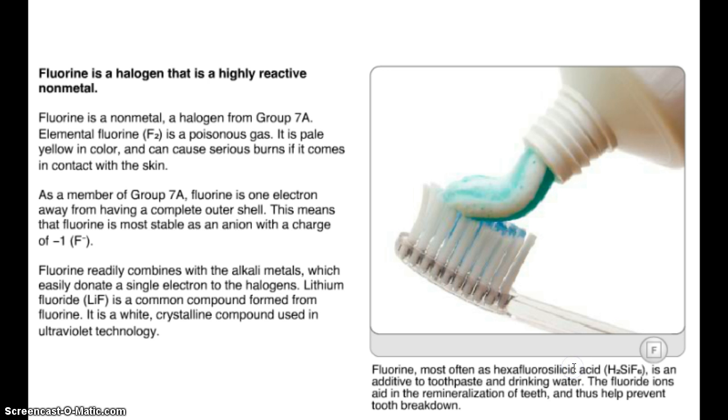So hexafluorosilicic acid, which is H2SiF6, is an additive in toothpaste and drinking water. The fluoride ions aid in the remineralization of teeth and thus help prevent tooth decay. So it's not a poisonous gas anymore because it's combined with hydrogen and silicon.